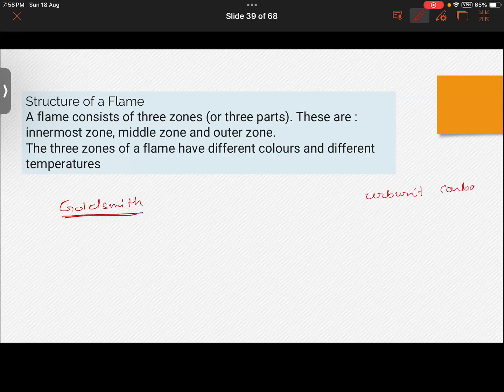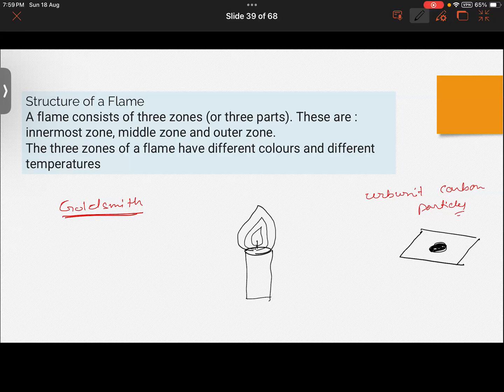Say that I want to collect the unburned carbon particles, right? We know that unburned carbon particles are also produced in a candle flame. So say that I have a glass sheet over which I want to obtain the unburned carbon particles. So this glass sheet should be placed in which zone of the candle flame? Should it be placed in the middle one, in the outermost, or in the innermost zone?